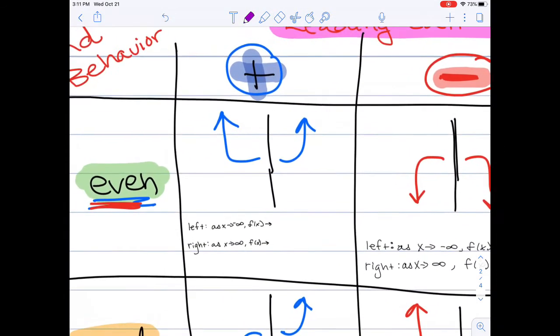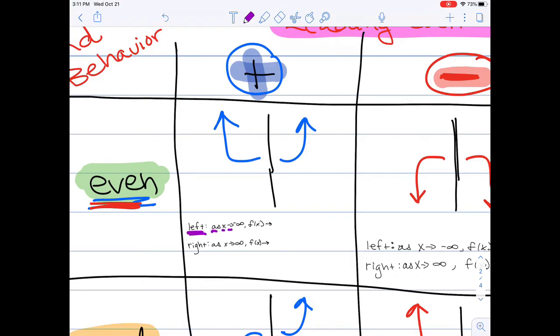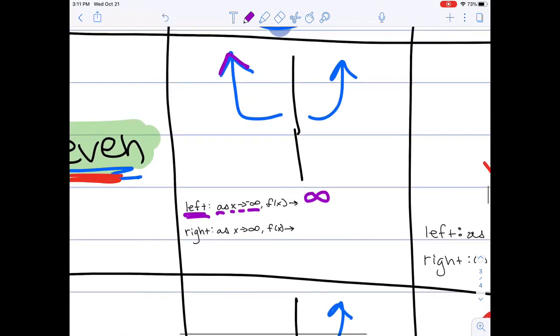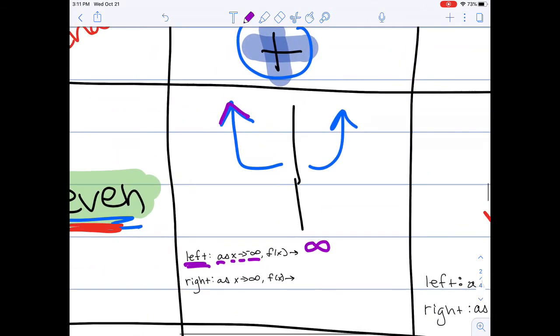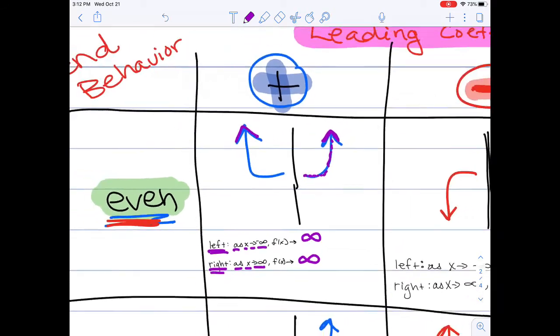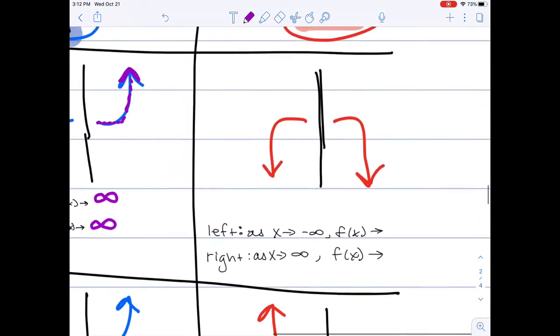For this first one, I'm going to zoom in here. If it's positive and even, on the left side, we say it like this: as x approaches negative infinity, or going to the left, the y value, or the f of x value, is approaching, look, see how it's going up here? It's approaching positive infinity. So make sure you've got that down. When it's even and positive, on the right side, as x approaches positive infinity, so as x approaches this way, the f of x is approaching, going up again, also positive infinity.